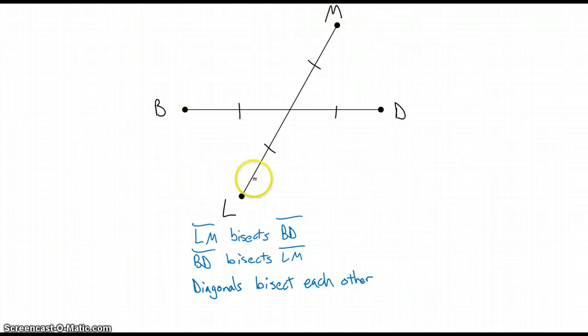But if we look at this one, this segment is also congruent to this segment, and this segment is congruent to this segment. In fact, all of these segments are congruent to each other, which means this entire length, BD, is congruent to this entire length, LM. If LM and BD are diagonals of a quadrilateral, that means that the diagonals are also congruent to each other.